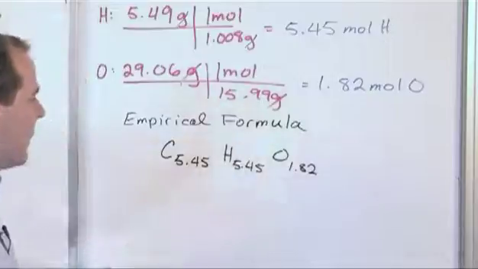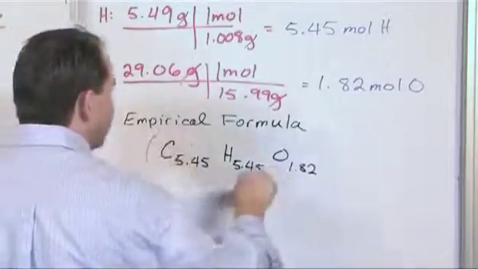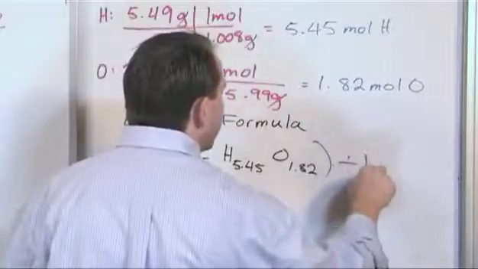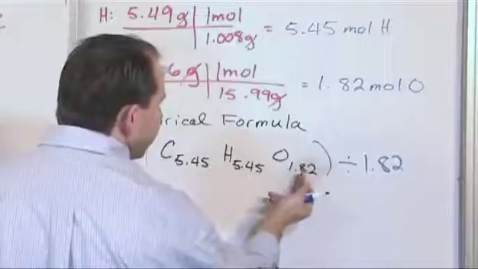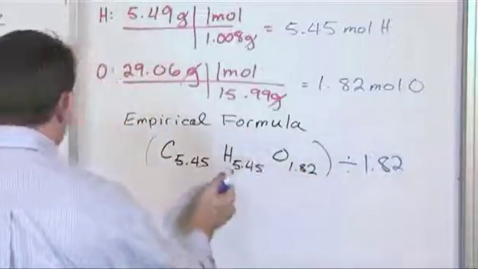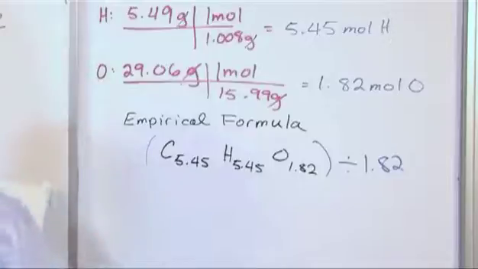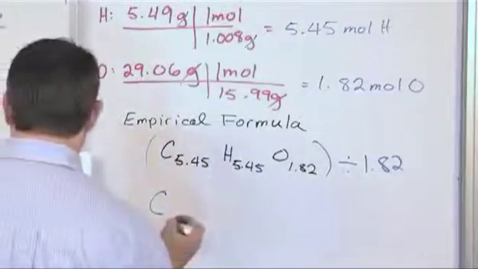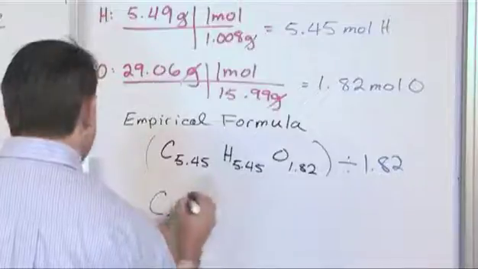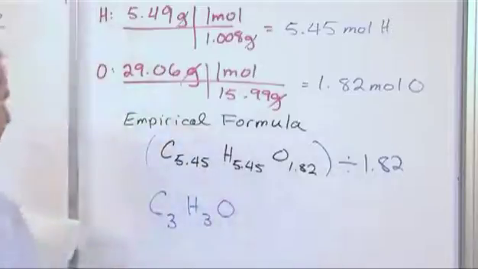If you grab a calculator and divide this whole thing by 1.82, then this guy, you'll agree, will go to 1. But when you do this, it might surprise you. This will go to a whole number as well, and this will go to a whole number as well. So if you actually do that, you'll get carbon 3, hydrogen 3, oxygen 1. I'm just going to leave it as a 1.